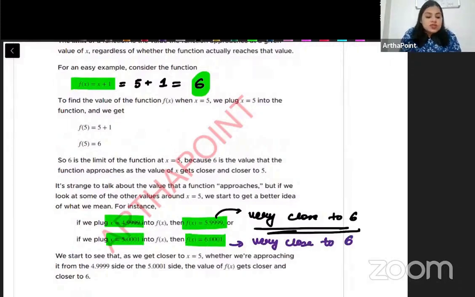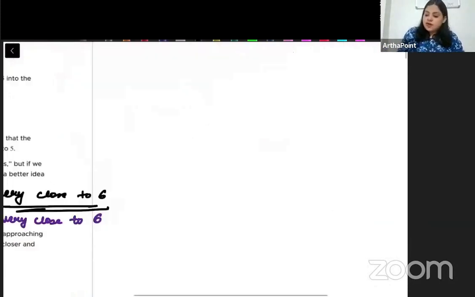So what we observe is that the function takes a value close enough to 6 when I have my x close enough to 5. This is very close to 6. This is also very close to 6. So we are approaching the value 6 when x is approaching the value 5.